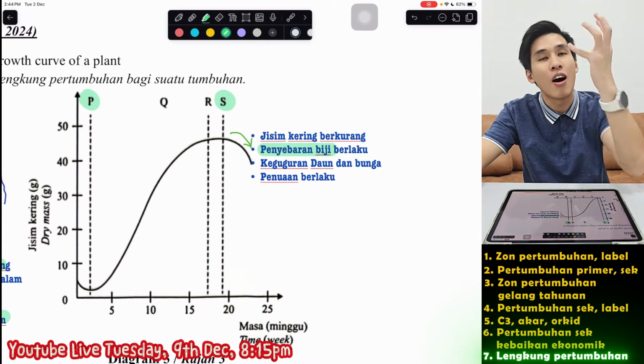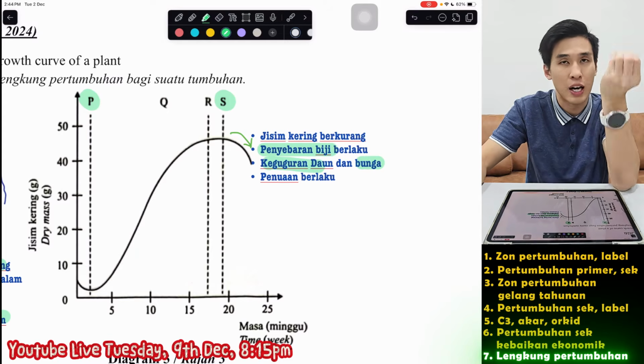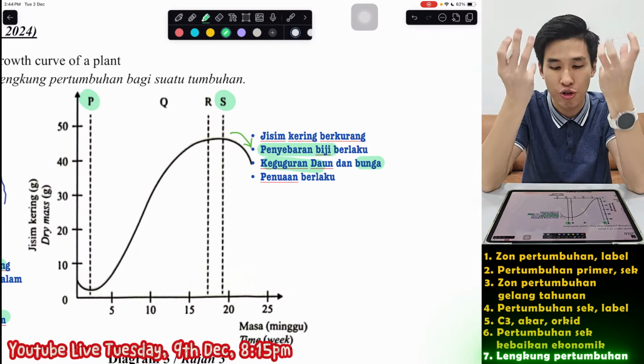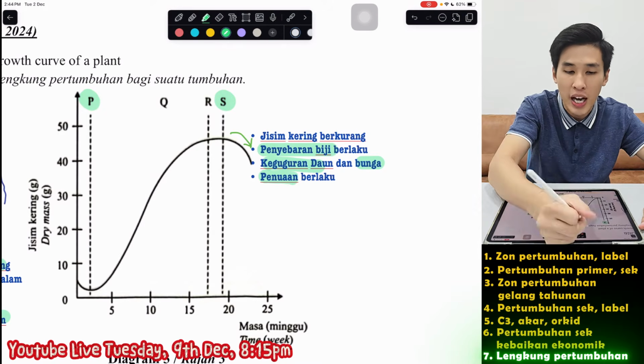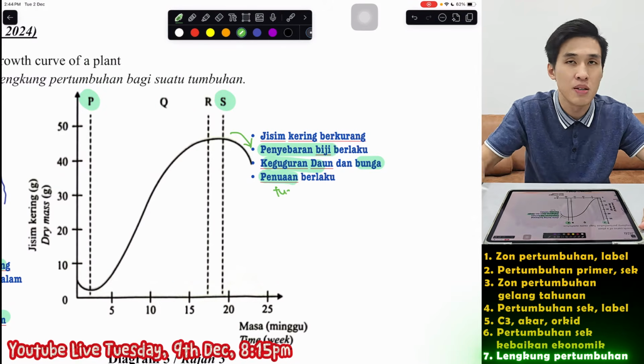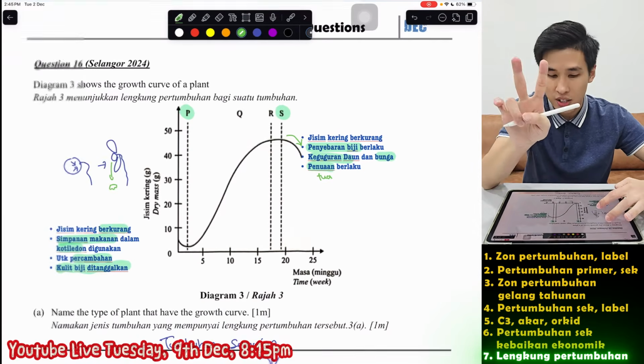And sebelum dia mati, daun juga akan kering. So keguguran daun dan bunga berlaku. So the flowers and the leaves dry, shed, drop off. And then you also can say aging, penuaan. So penuaan come from the word tua. Dia menjadi tua, just like manusia menjadi tua lah. Okay, so these two they like to ask the most.